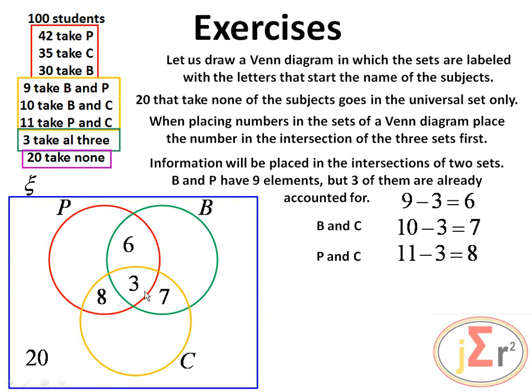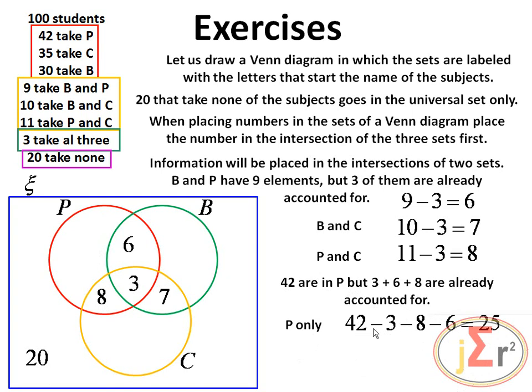42 take physics. So let us go to the region that is represented by those who take physics only, which is this region. So 42 in physics, but notice that this set that we have here, 6, 3, and 8 elements are there already. So those elements are accounted for. So what do we do? We subtract all of them from the 42 and we get 25 elements.